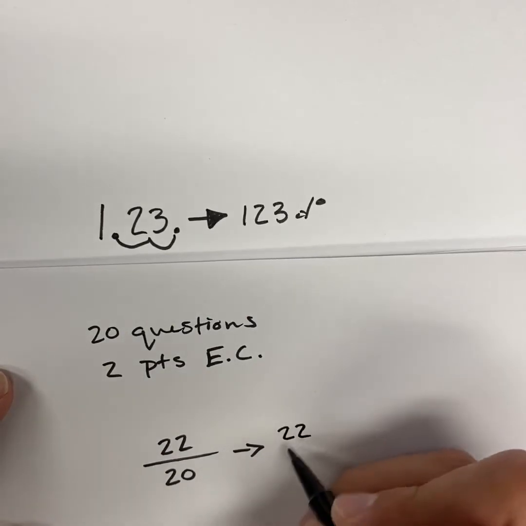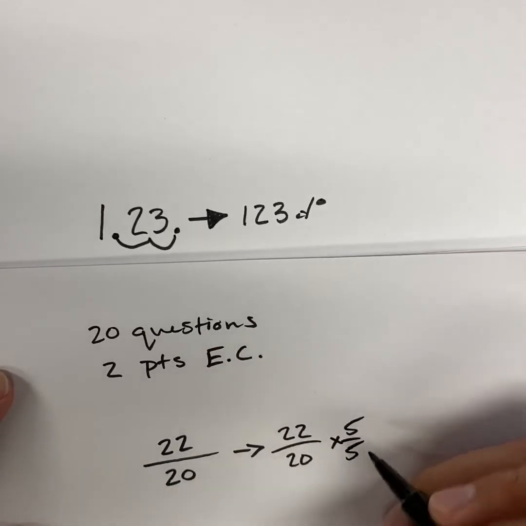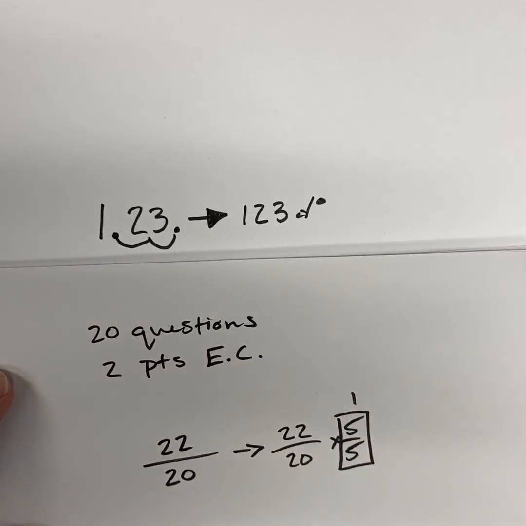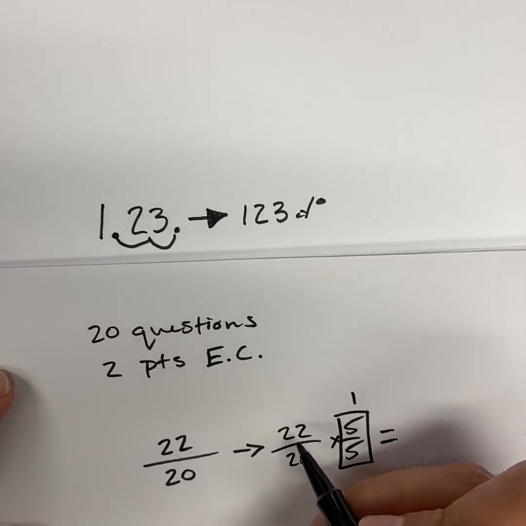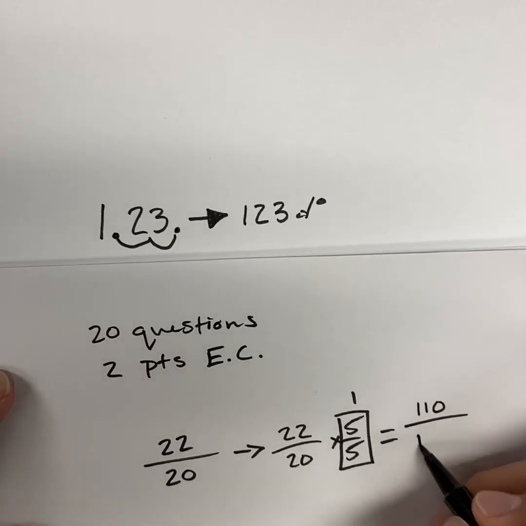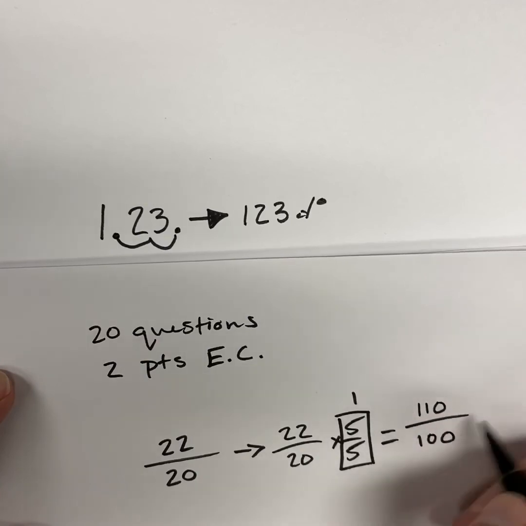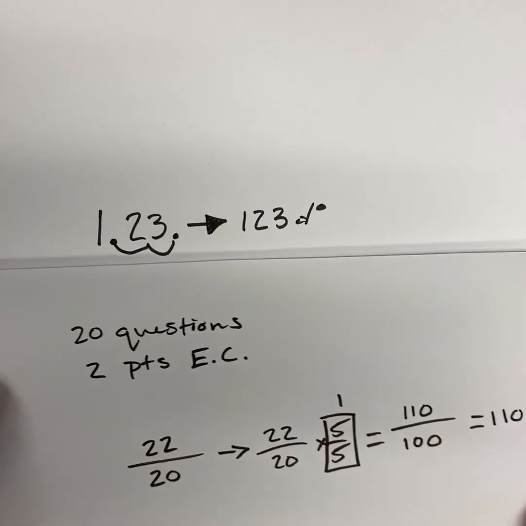Let's go ahead and write that out. 22 over 20. I'm going to multiply top and the bottom by 5. I'm not really changing anything because if you remember, 5 over 5 is actually equal to 1. 22 times 5 is 110, and 20 times 5 is 100. So this would be 110 out of 100 that I could have gotten. So here is actually my percentage. I got 110% on that test.